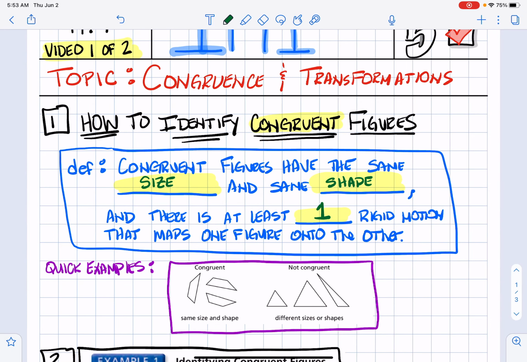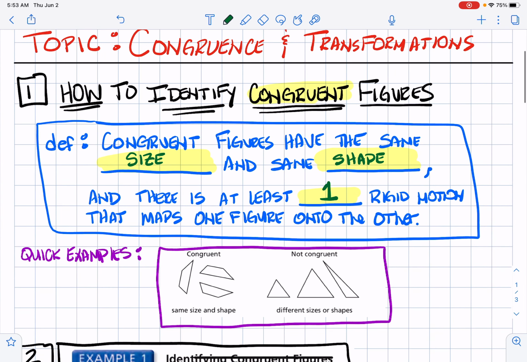Remember that a rigid motion is one of these things that we have been studying, such as a translation or a reflection or a rotation. So something that preserves all the angle measures and all the sizes of all the sides. Here are some quick examples for you. These 3 shapes right here that I'm highlighting for you are all congruent figures.